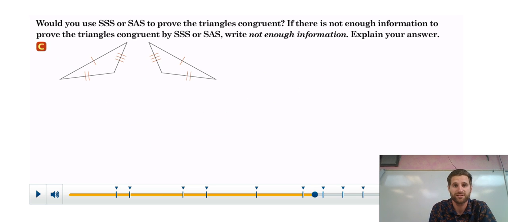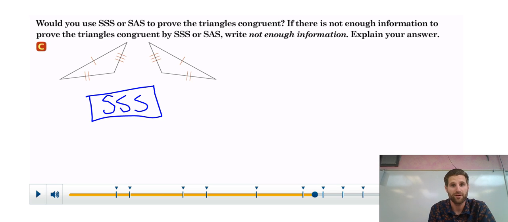This one's a pretty clear takeaway. It is side, side, side. They all three have sides, so we know the answer to this one is side, side, side. Okay? All right. Let's move on to section 4.3.